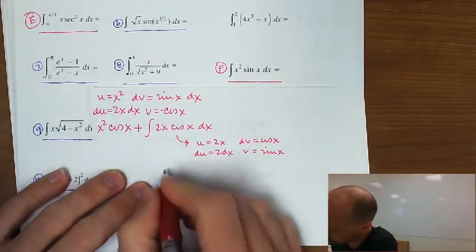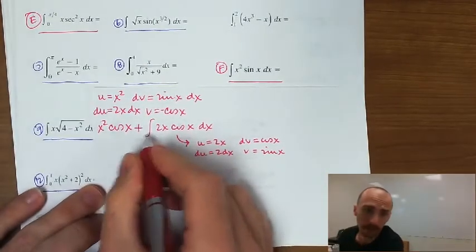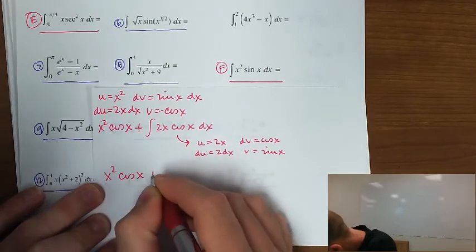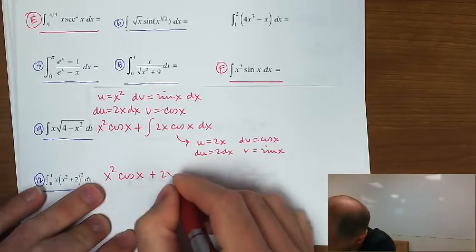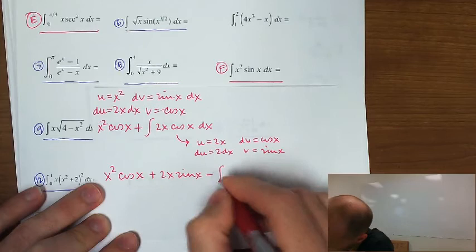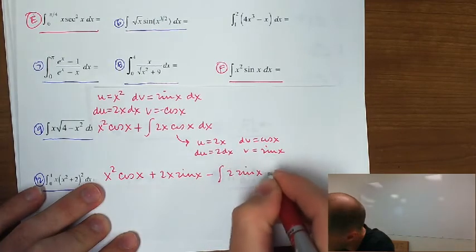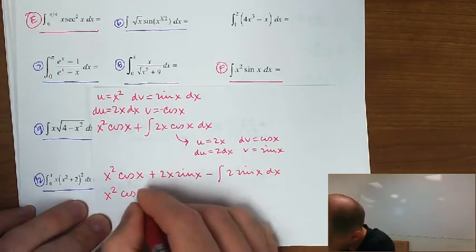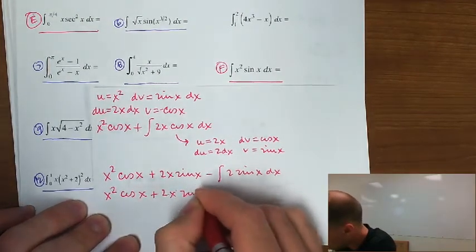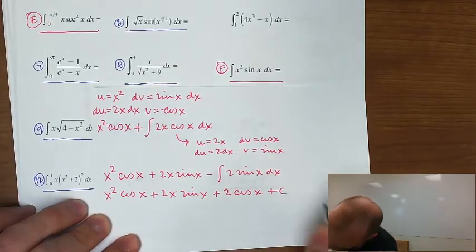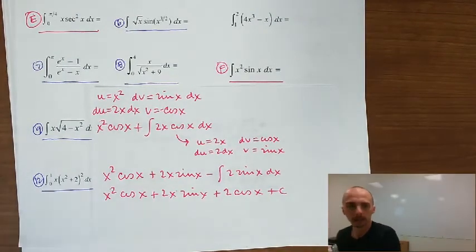So this is equal to. And now I guess it's really nice that this is plus uv minus the integral of v du. Okay, so x squared, still visible, 2x times the sine of x plus 2 times the cosine of x plus c. All right. That one required 2 iterations. Let me see, it wasn't that bad.